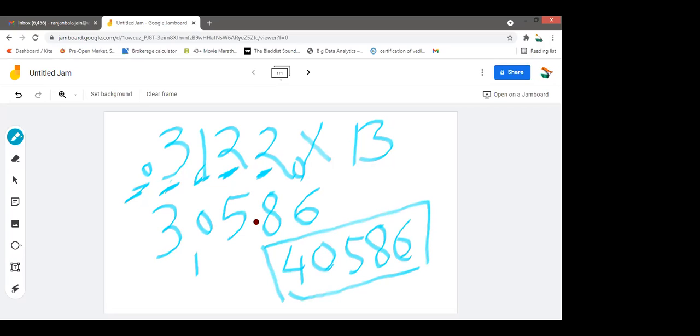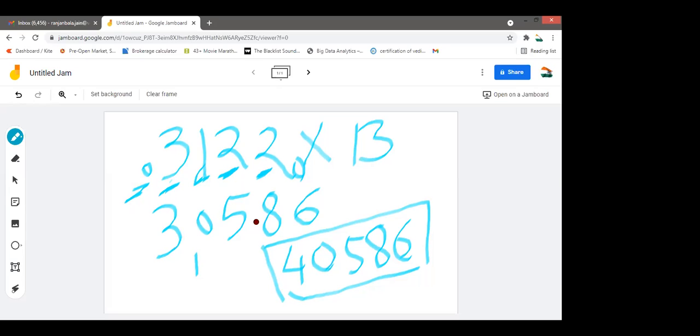Easy. Now instead of this, if there is a 14, what will you do? Each digit will be multiplied by 4 and added with the next digit. If it is 15, then each digit will be multiplied by 5 and added with the next digit. The same process can be followed up to 19 multiplication. Clear? I hope the concept is clear to you.